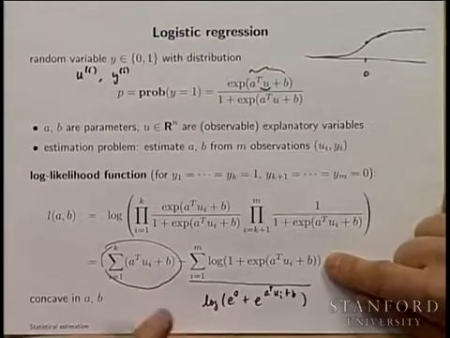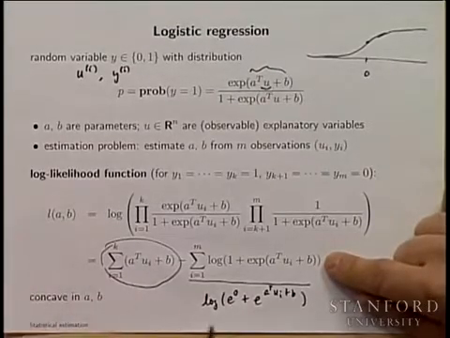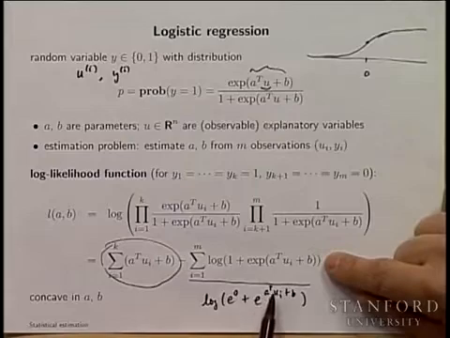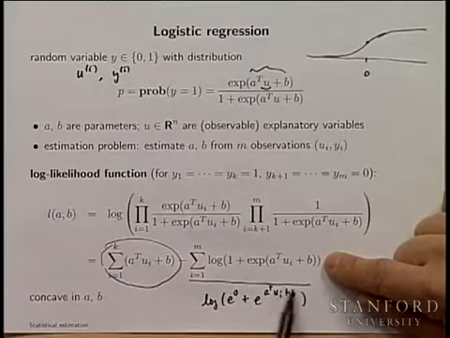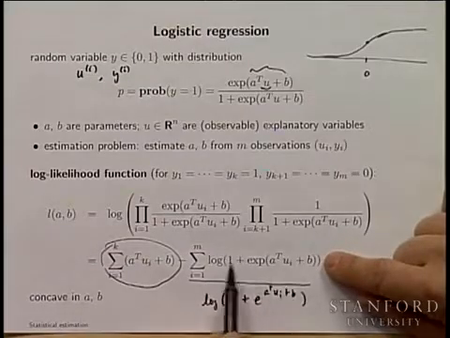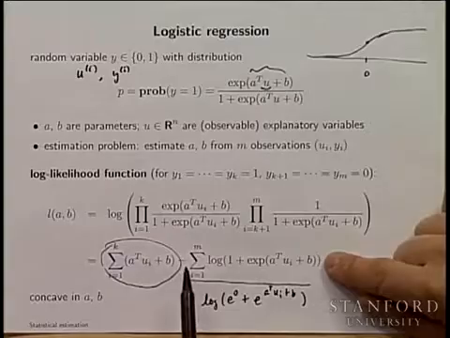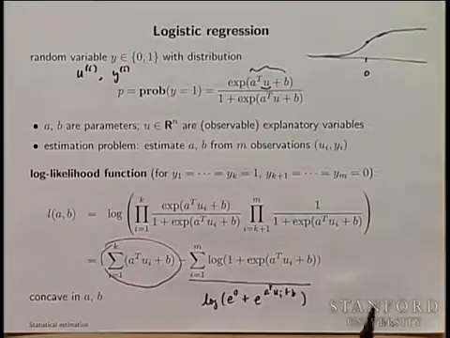It's the 2-term log sum exp called with 0 comma a transpose ui plus b. So this is convex in this argument. That's affine. This whole thing is convex. And with the minus sign, it's concave. So this is concave.